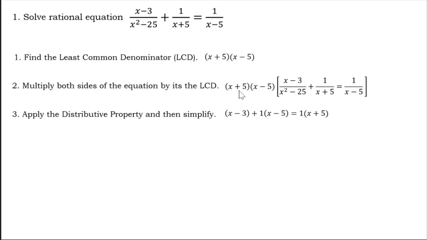So x plus 5 times x minus 5 times 1 over x minus 5. The common factor is x minus 5. So we divide x minus 5 by x minus 5, and it becomes 1. What remains is x plus 5. So x plus 5 times 1.